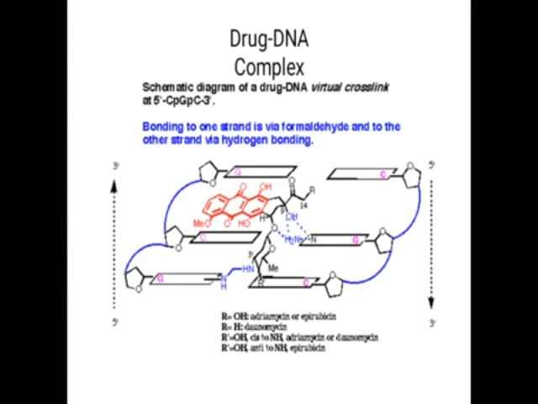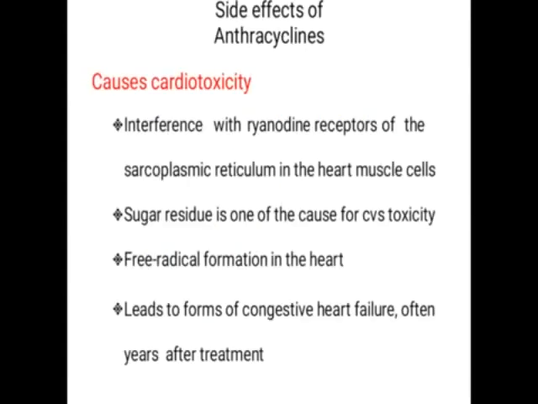Next one, they can act by the DNA intercalation. That is what we have seen. So these are the two nitrogenous bases. This is one nitrogen base, this is two. So this drug slips in between these two nitrogenous bases, and due to the slipping between two nitrogenous bases, this part moves upward, this part moves downward. So the distance between these two nitrogenous bases decreases, the stability decreases, and the DNA strand breaks.